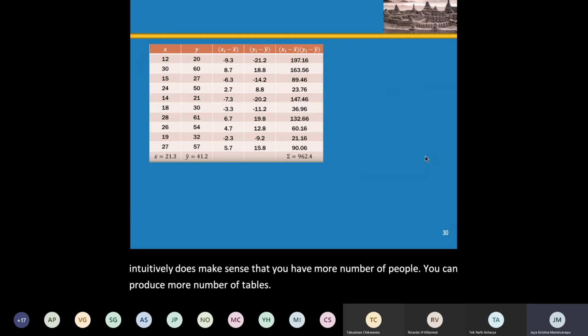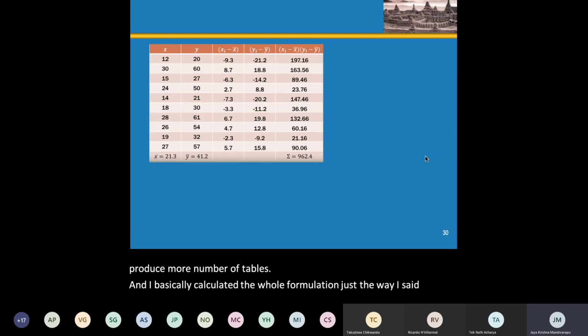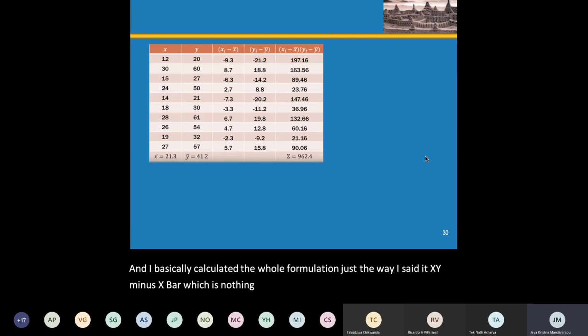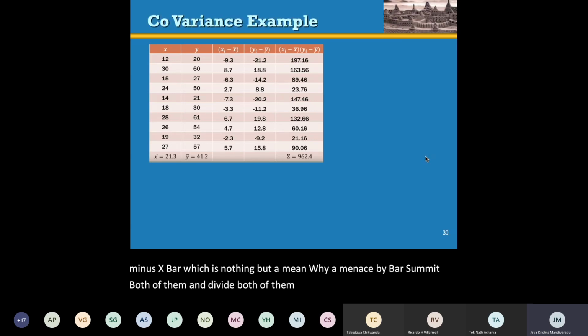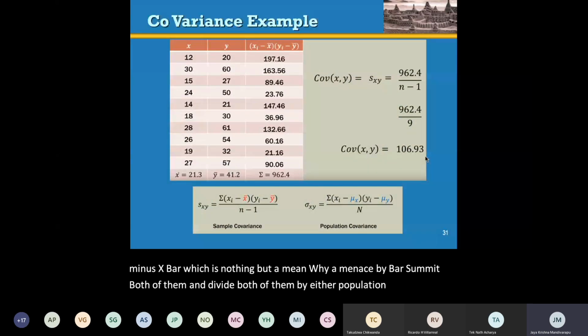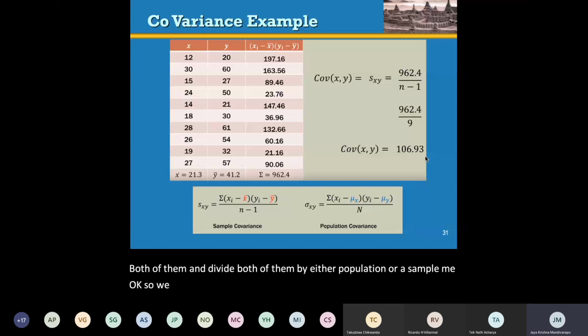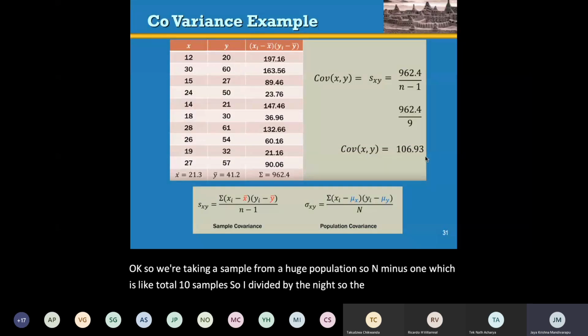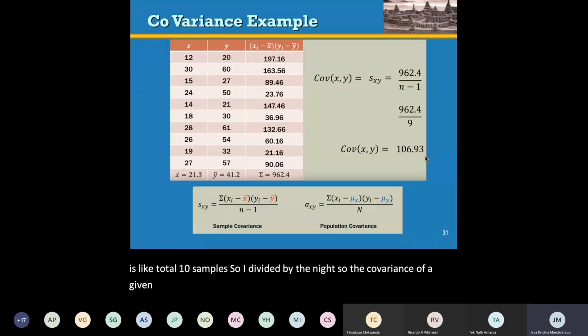And I calculated the whole formulation just the way I said it, xy minus x bar, which is nothing but a mean, y minus y bar, summate both of them and divide by either the population or sample size. Okay, so we are taking samples from a huge population, so n minus 1, which is like total 10 samples, so I divided by 9. So the covariance of a given sample for this example is 106.93.